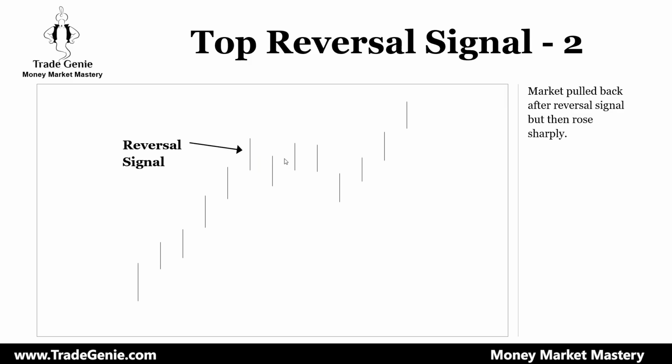So now the reversal signal, let's say the reversal signal appears here, and the market is doing this. So you're waiting for a feeling good moment. Let's say the feeling good moment comes here, and you take action. So you took action.